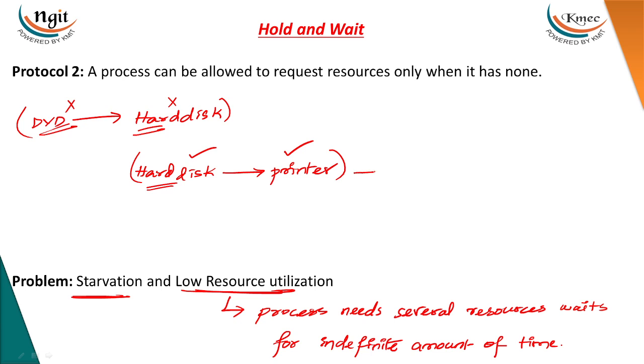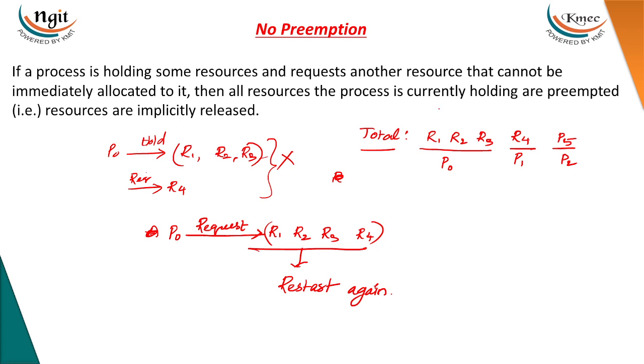So at this particular time, if some other process Px or Py is in the queue for the hard disk, then this particular process P0 has to wait for Px, Py, Pz, and then it can use the hard disk again. Hard disk and printer will be taken later. This results in low resource utilization, and if a process needs multiple resources, they have to wait for an indefinite amount of time.